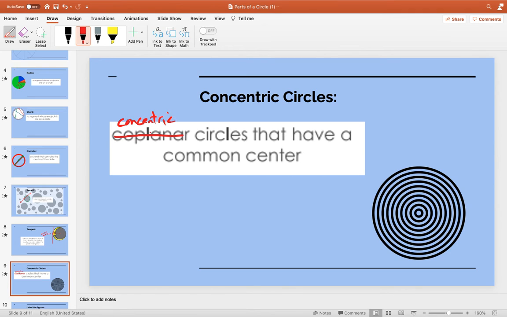Concentric. Oh, actually, sorry, they are coplanar, right? Concentric circles are coplanar circles that happen to have the same center. So forget what I just did there. Yes, all of these circles happen to be on the same plane, right? But they also have that same center. And that is what makes them concentric circles. Good point there.